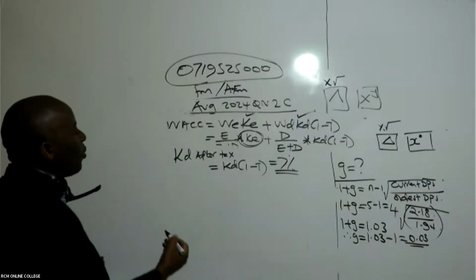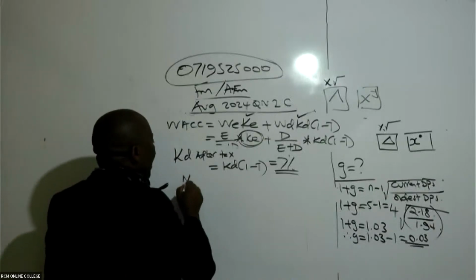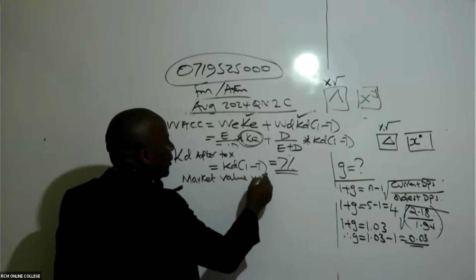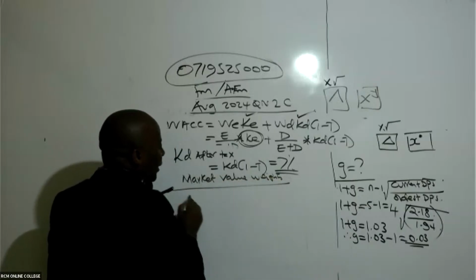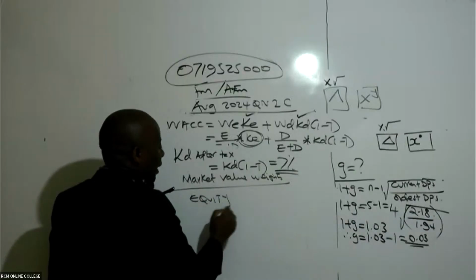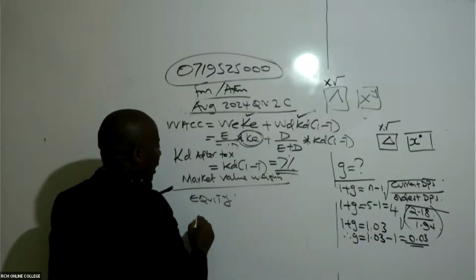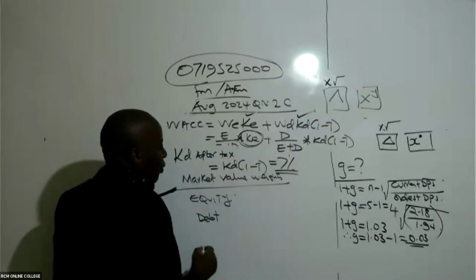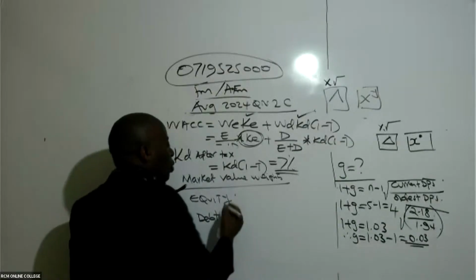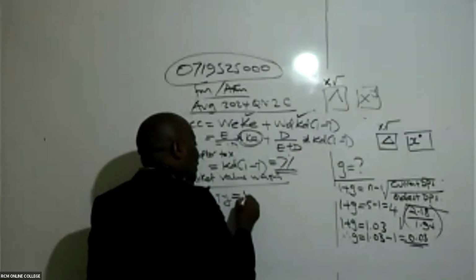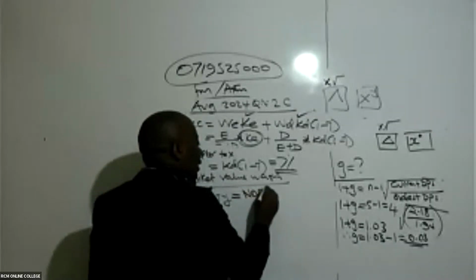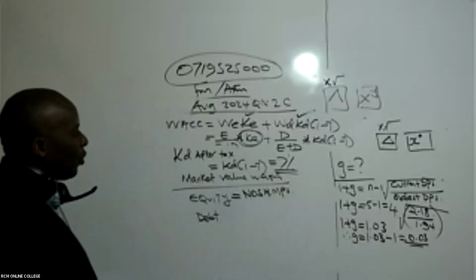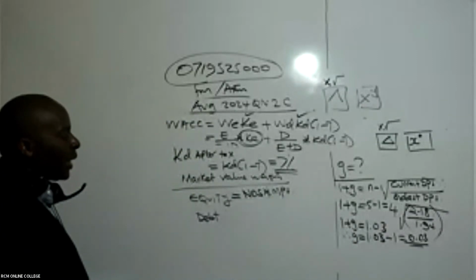Now, the only thing that I would need to do is to give my examiner what we are calling the market value weights, of which I have equity, and I have my debt, 2 of them. So how do I get market value weight of equity? To get market value weight of equity, I will take number of ordinary shares given times market price per share.